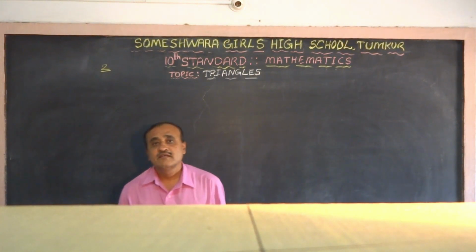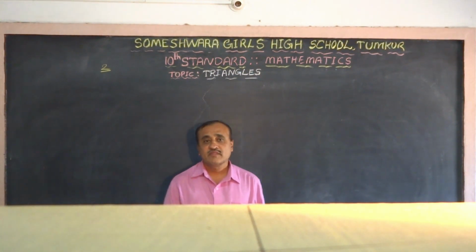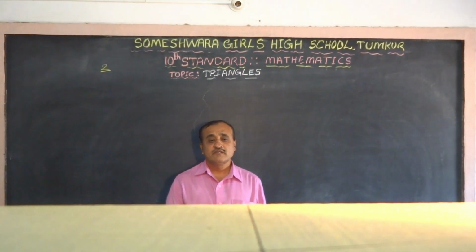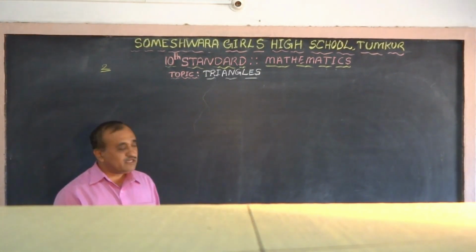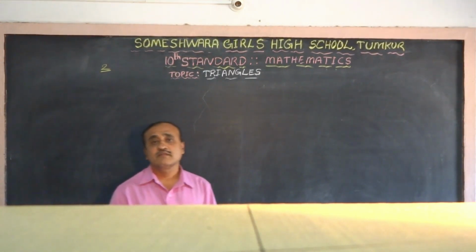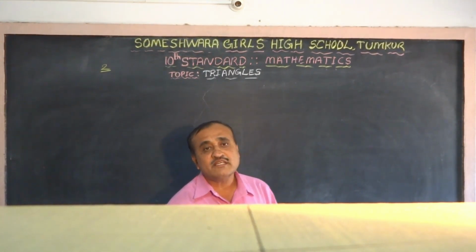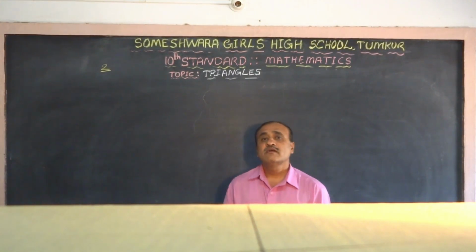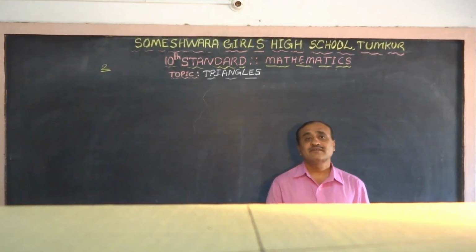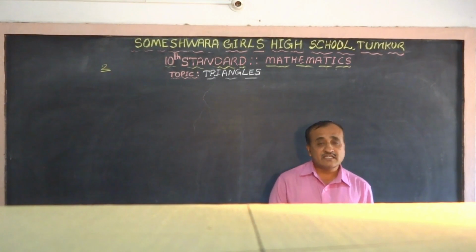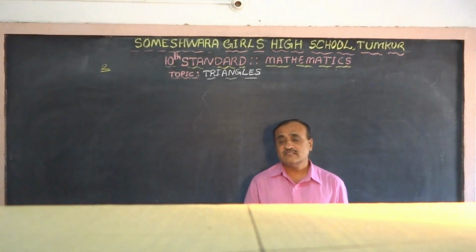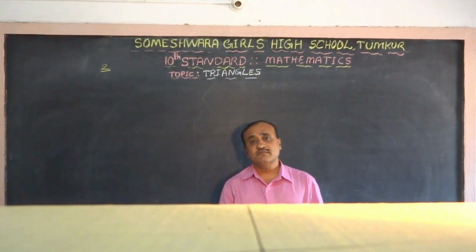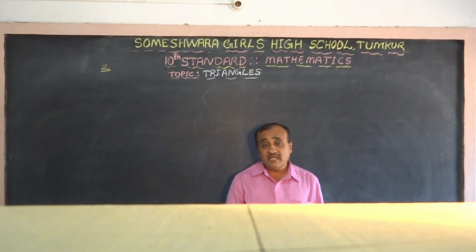In the last class we discussed similar polygons. In that, we observed that two polygons are similar if they are equiangular. Secondly, the corresponding sides are proportional. Now let us discuss some other concepts of similarity of polygons.